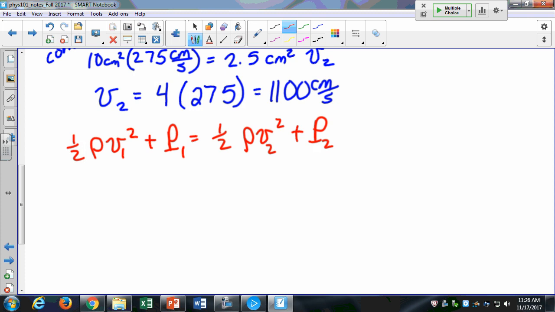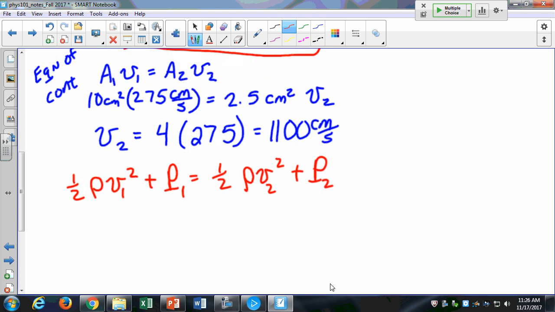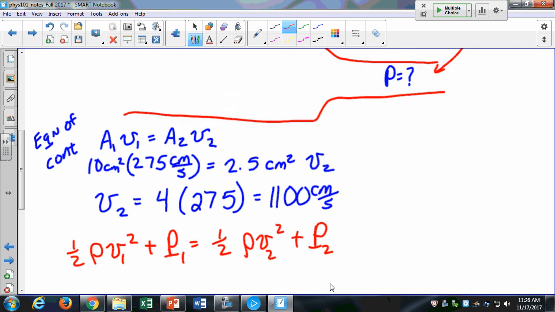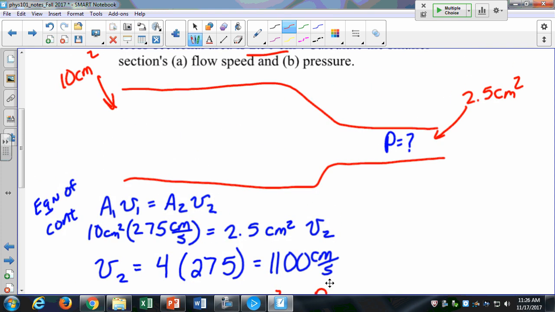What do you think? Sort of. Chris, what do you say? Right, because it's constant. Both of you are right. That h, because it's a horizontal tube, h is the same for both. And so I could write them in, but they would just cancel out. Okay?